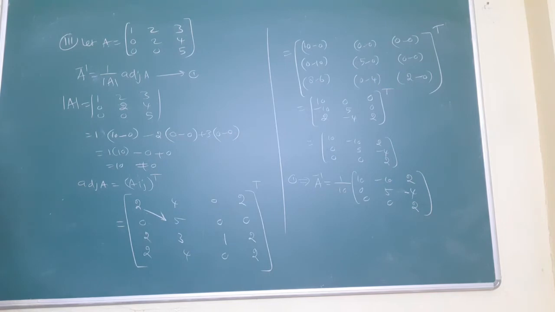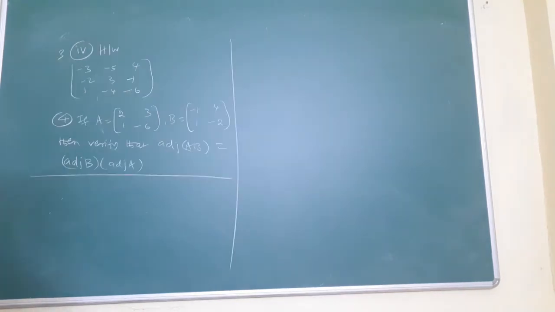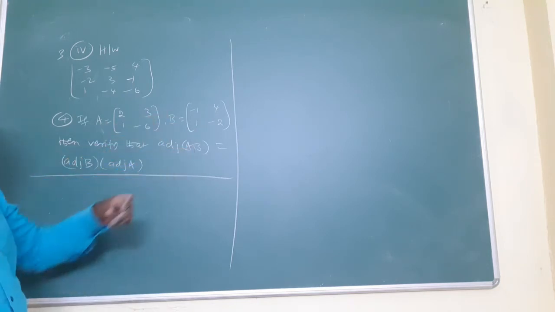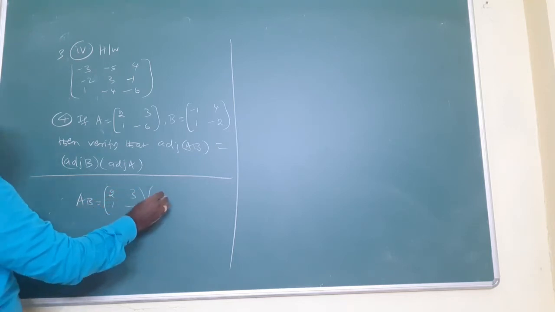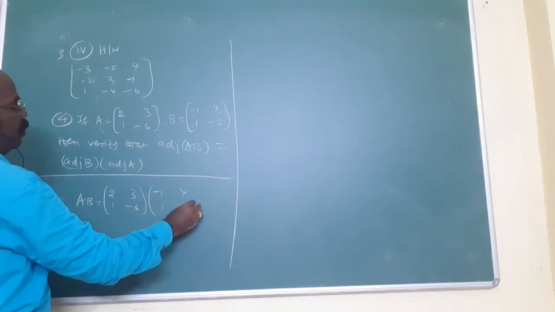Now the fourth sub-division, also the same method. Now A and B are given. Verify that adjoint of AB equals adjoint of B into adjoint of A. Now adjoint AB is asked, that's why first explain AB. A is what? 2, 3, 1, minus 6. B is what? Minus 1, 4, 1, minus 2.